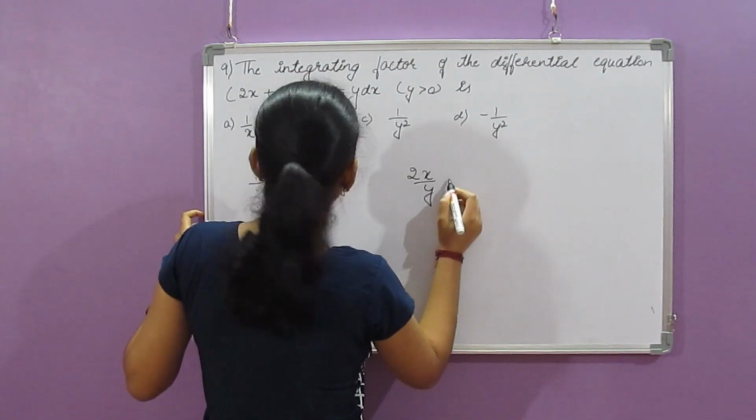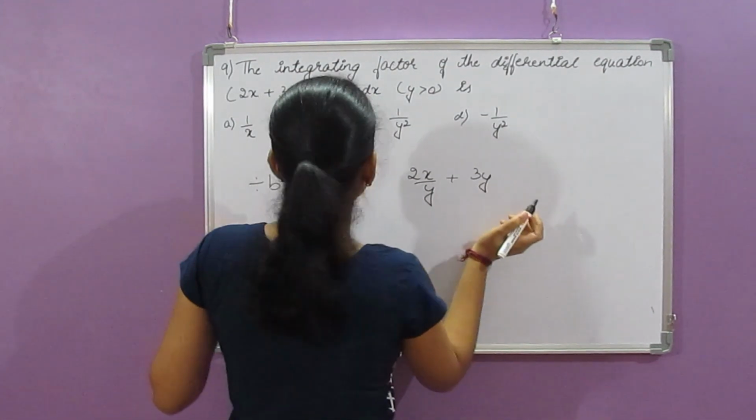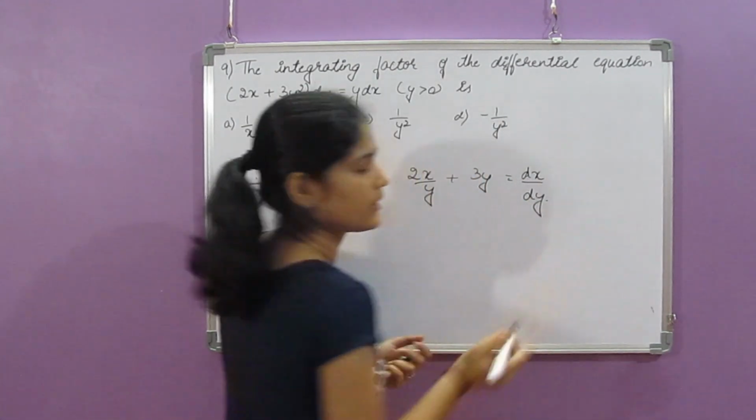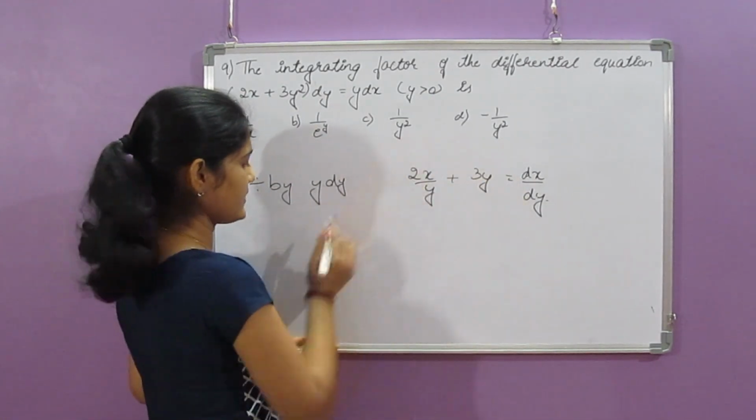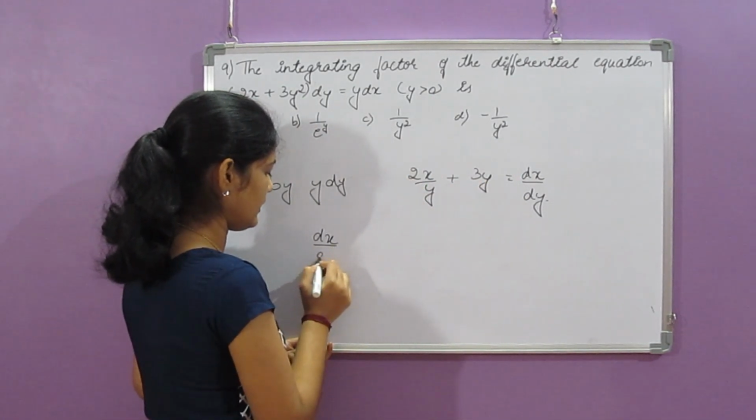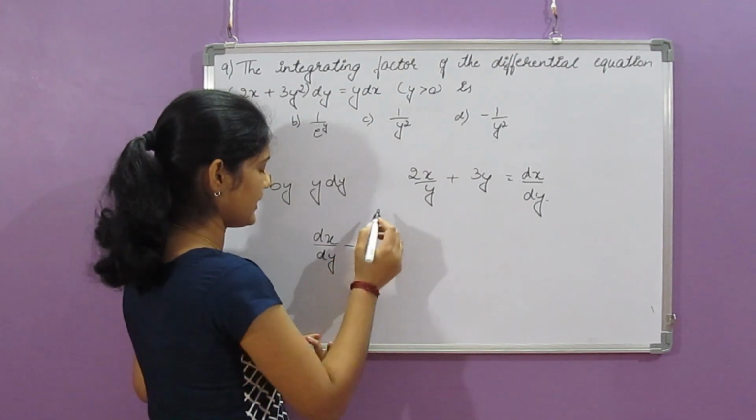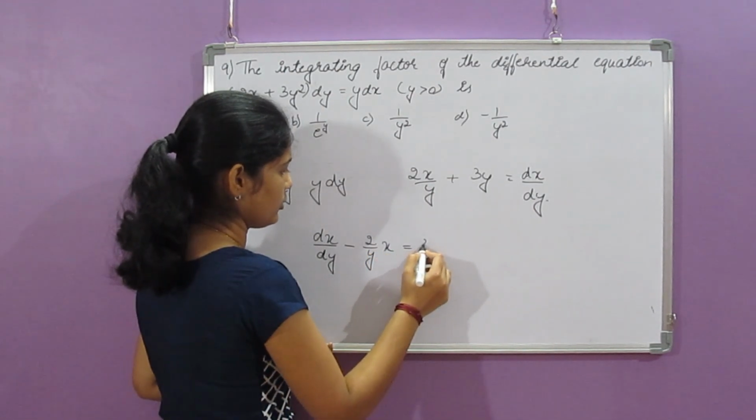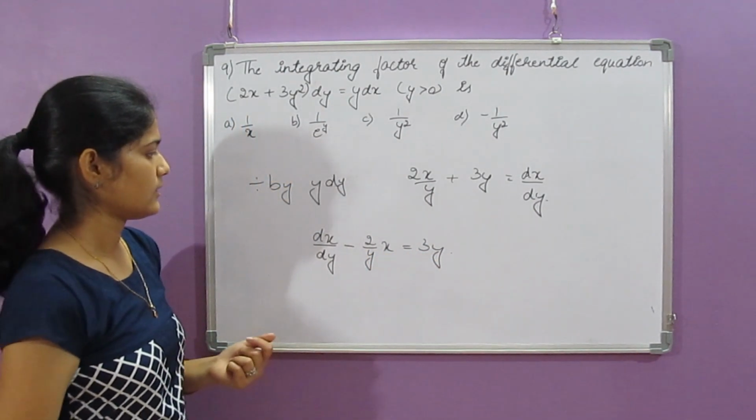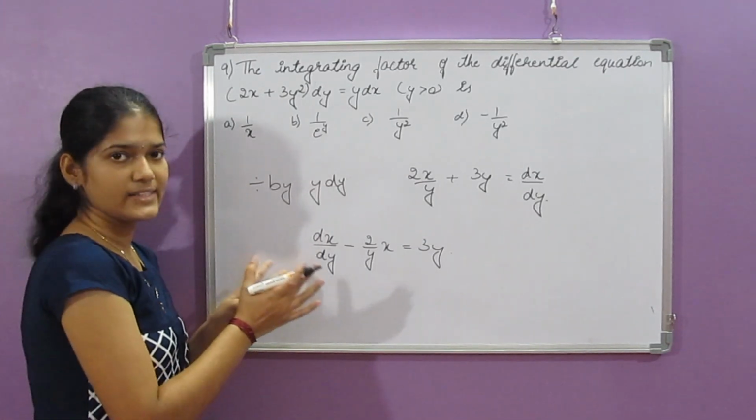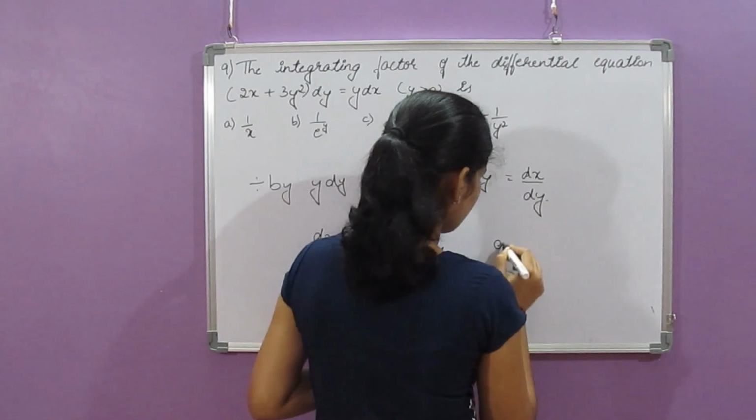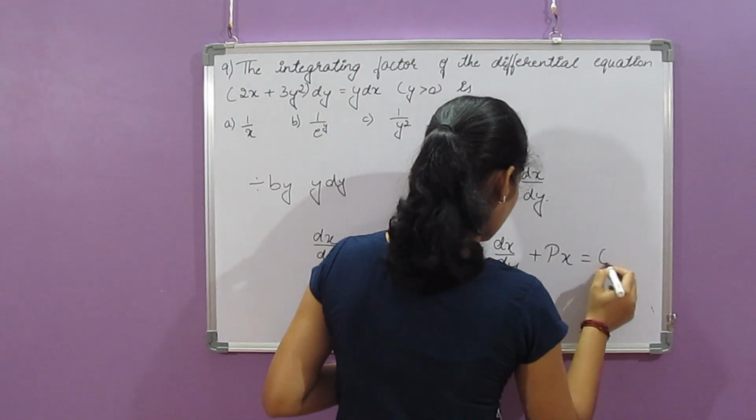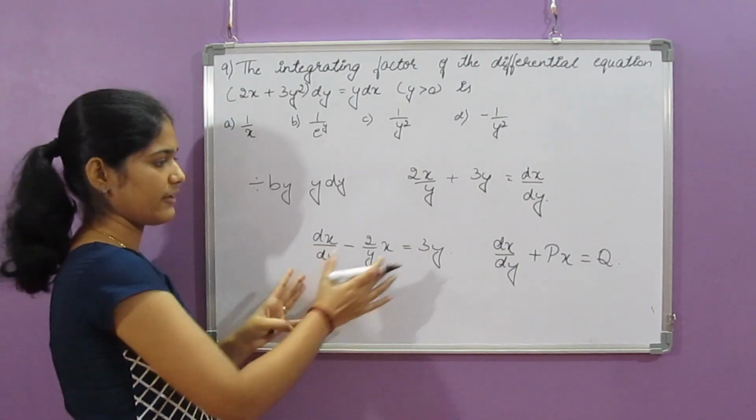It will be 2x by y plus 3y is equal to dx by dy. Right? dx by dy minus 2 by y into x is equal to 3y. This is in the standard form. This is of the form dx by dy plus px is equal to q. This differential equation is in this form.